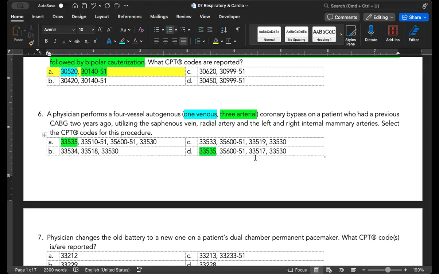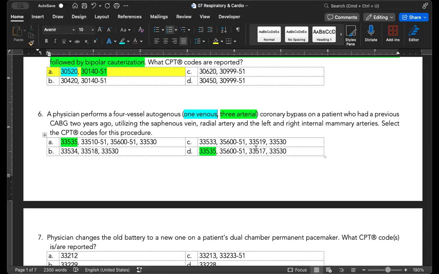So does anybody want to come off mute and tell me what is the difference between 33510 and 33517? Because they're both for veins, but what's the difference between the 10 and the 17? The 17 is an add-on code. Okay. Yep. So if you look at the heading for your 33517 and that whole group, the heading is a combined arterial venous grafting for the CABG. And the heading for your 33510 is venous grafting only, right?